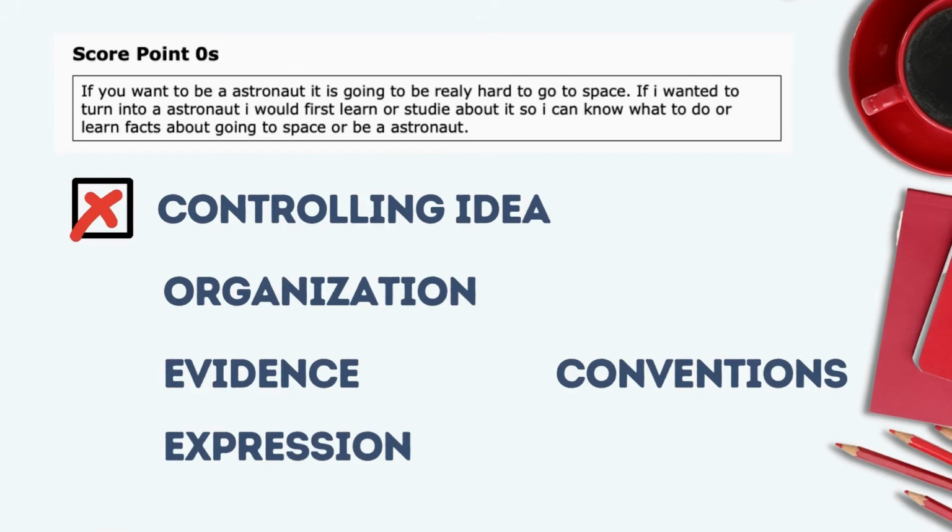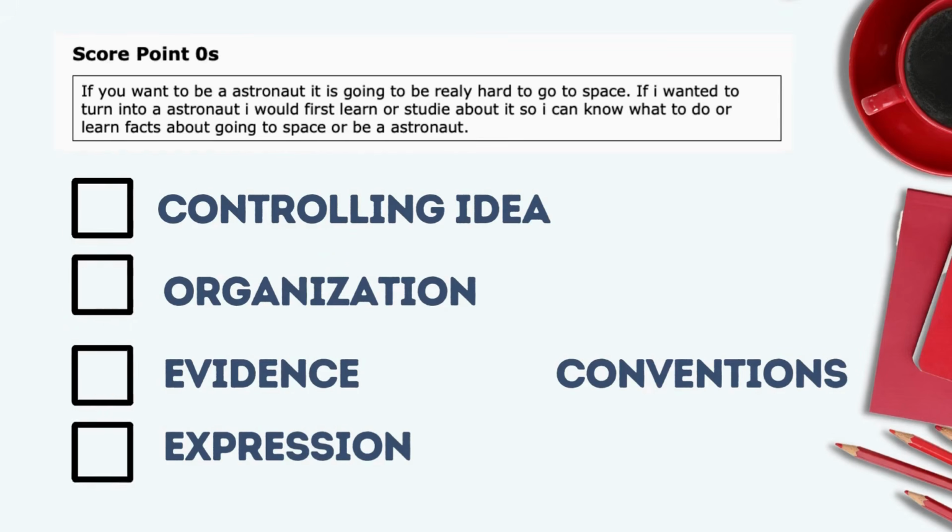So here you can see that they do not have a controlling idea that is related to the prompt. There is no introduction or conclusion, and there's no organizational structure because there's only 2 sentences. The evidence provided is irrelevant and is not supporting any kind of controlling idea. The expression of ideas are unclear and kind of hard to gather what the student is trying to say and is not addressing the prompt.